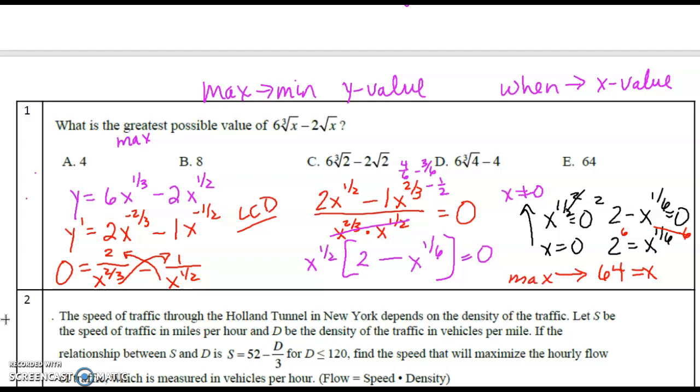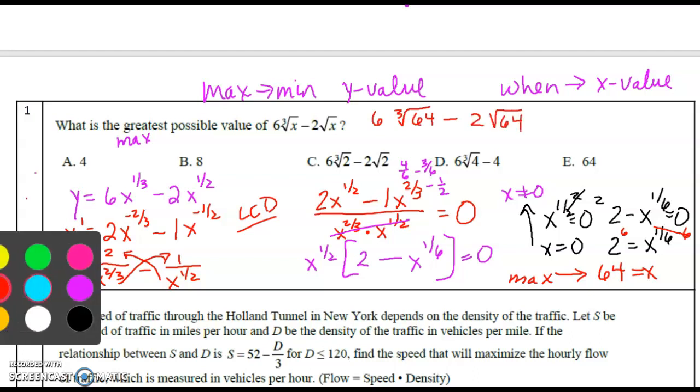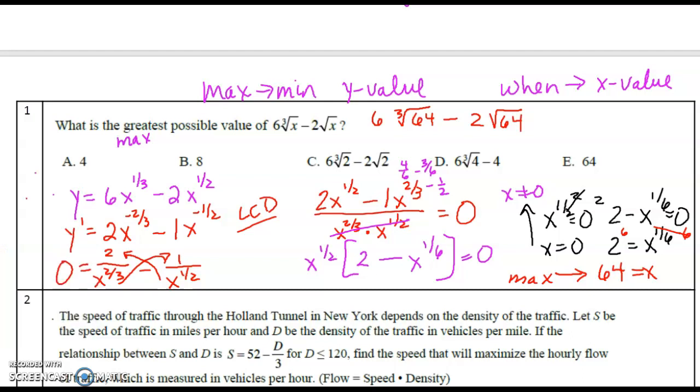But we want to know the actual maximum value. So we're going to plug in 64. So 6 times the cube root of 64 minus 2 times the square root of 64. The cube root of 64 is 4. The square root of 64 is 8. So we get 24 minus 16, which gives us 8. Okay, lots of great algebra.